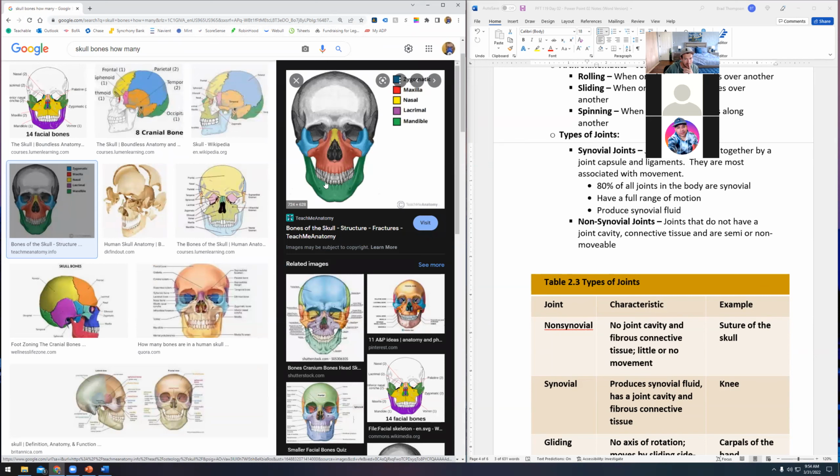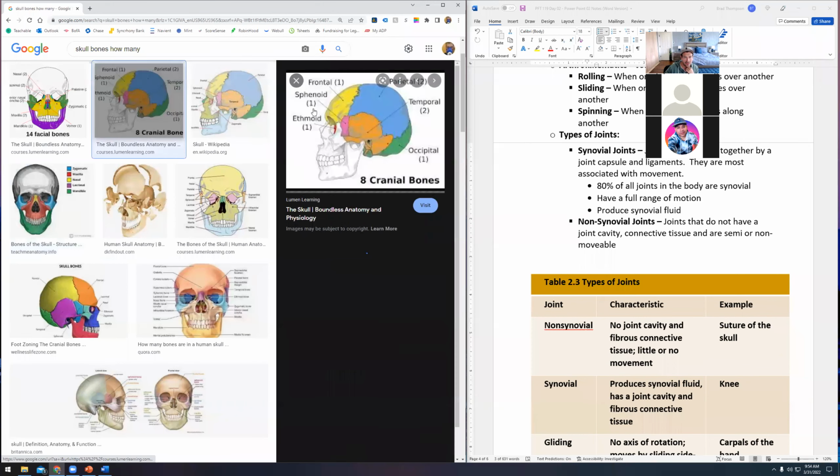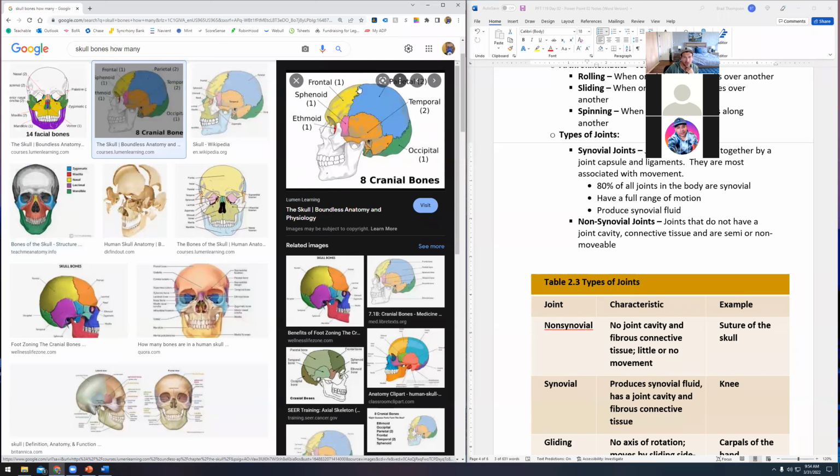Yeah, 1, 2, 3, 4, and then 5, 6, and then, oh no, I guess it'd be 8, 7, and then the major one on the back. 1, 2, 3, 4, 5, 6, 7, 8. Yeah, 8. Face bones don't count, at least if you ask me.